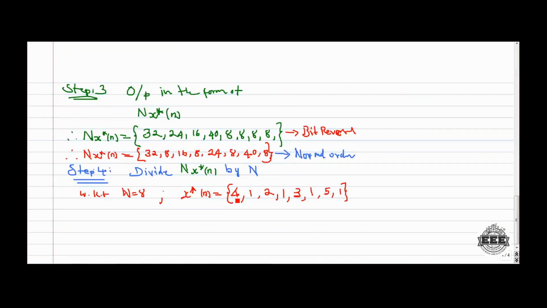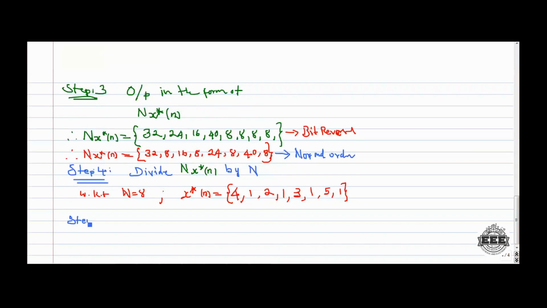Okay, this is the output sequence. 1 2 3 4 5 6 7 8, so a total of 8 sequence values that we get here. But it is in the form of x star of n. So step 4 has been finished, then go for the last step. What is the last step, step 5?